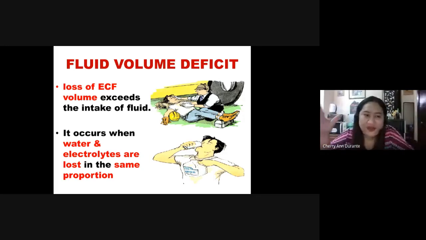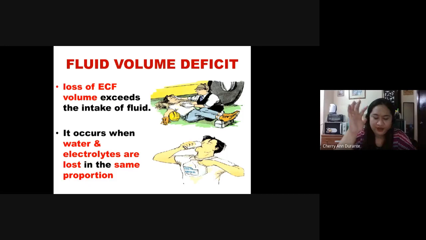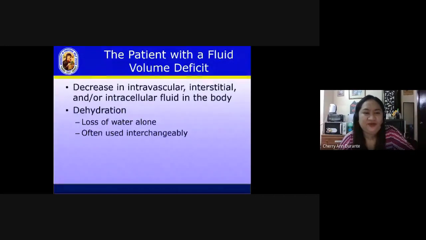So when we talk about fluid volume deficit, this is the loss of your extracellular fluid that as of now doesn't affect your electrolytes. So ibig sabihin, it's in the same proportion. Okay? So let's continue our discussion. What about the patient with a fluid volume deficit? So as we've said, this is a decrease in your intravascular, interstitial, and or intracellular fluid in the body. Now when we talk about dehydration, we're talking here about the loss of water alone. Okay, so sometimes fluid volume deficit and dehydration are used interchangeably.